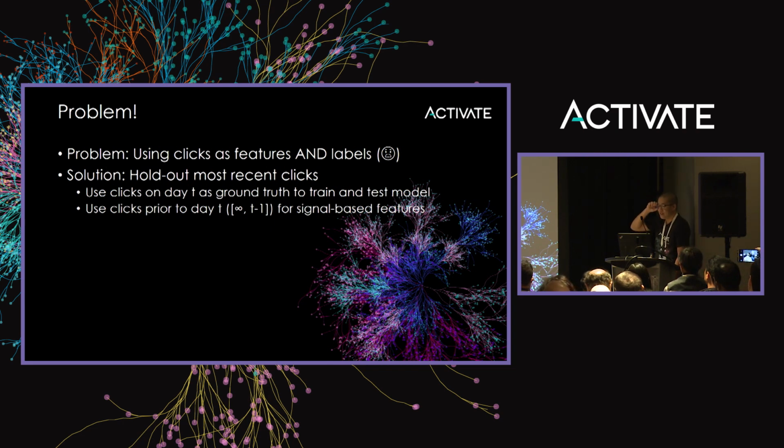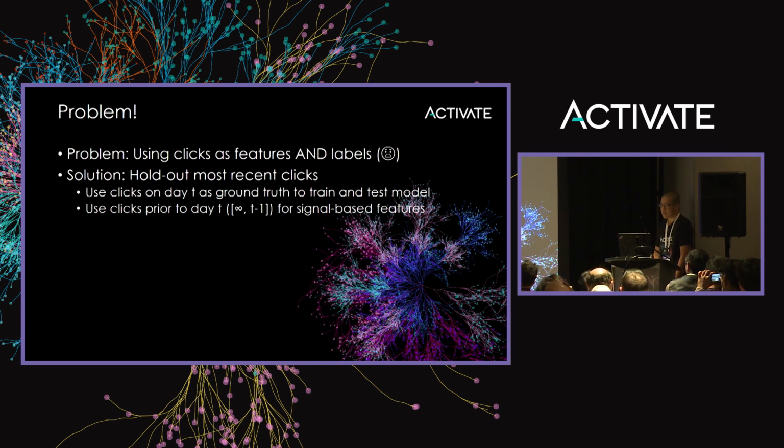So perhaps some of you have seen a problem here. I've mentioned using clicks both as features and as labels. So what happens if you use labels as a feature in a model? You're going to get a model that achieves 100% cross-validation accuracy that has zero capability of generalizing to real-life data. So how do we fix that?